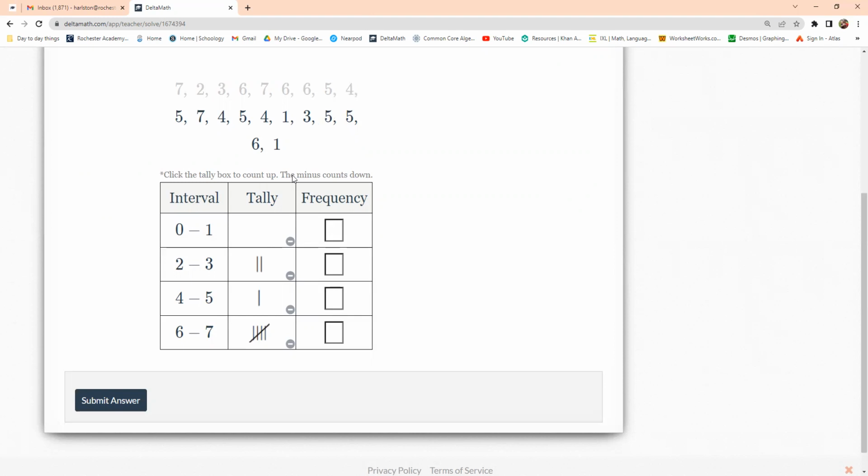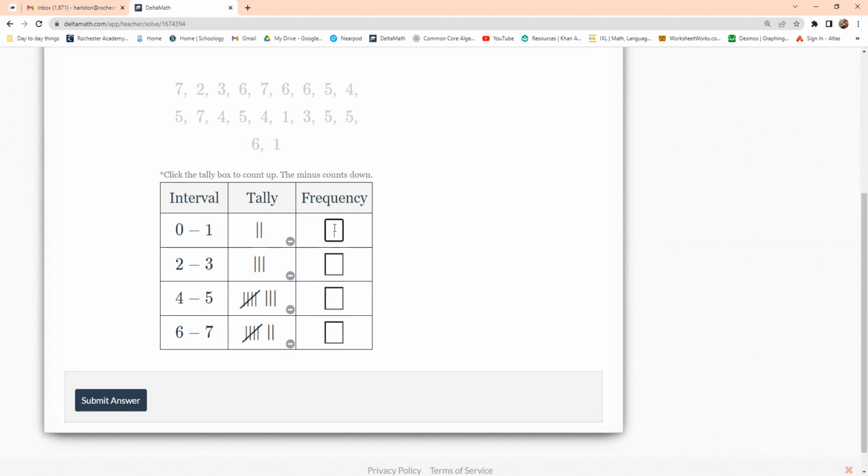4, click here. 5 again, click here. 7, click here. 4, click here. 5, click here. 4, click here. 1, click here. 3, click here. 5, click here. 5, click here. 6, click here. 1, click here. And then you just add them up.